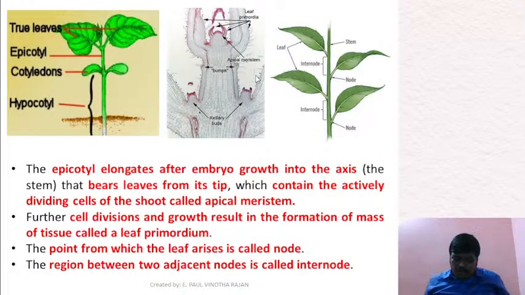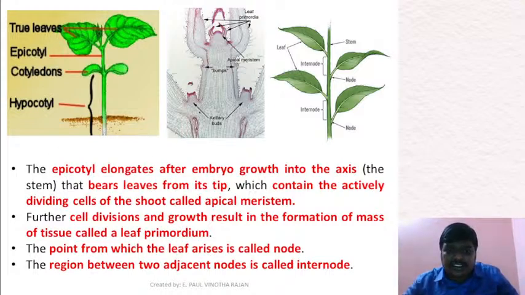Next is, we are going to talk about the tip of the stem. The tip of the stem, if you observe there, contains mainly the apical meristems. We might have studied about the meristems in class 9th standard. There are three types of meristems present in the plant. One is called the apical meristem. The other one is called the lateral meristem, and the third one is called the intercalary meristem.